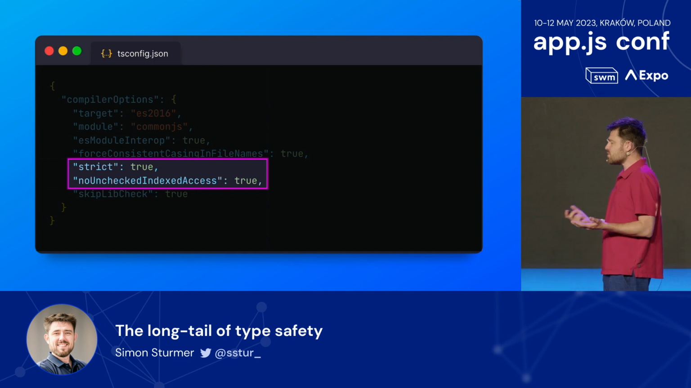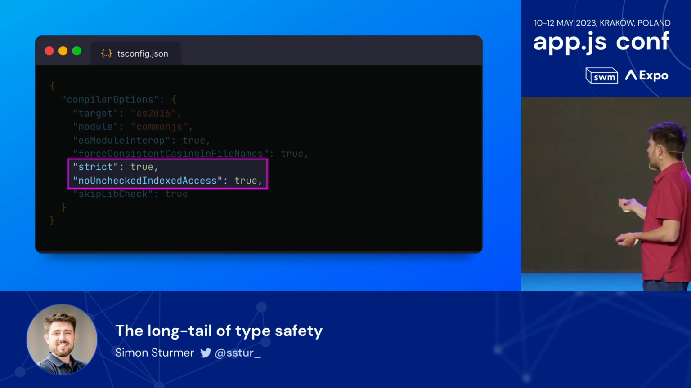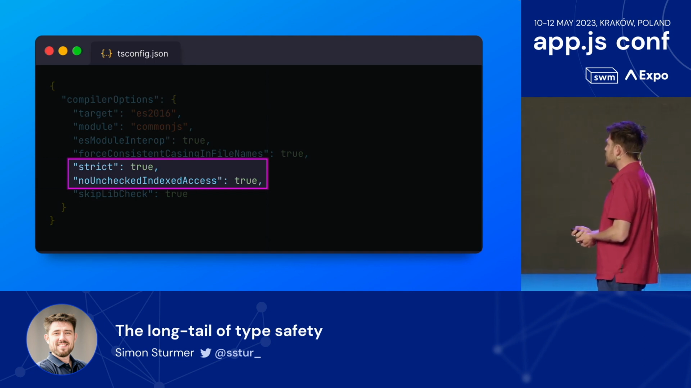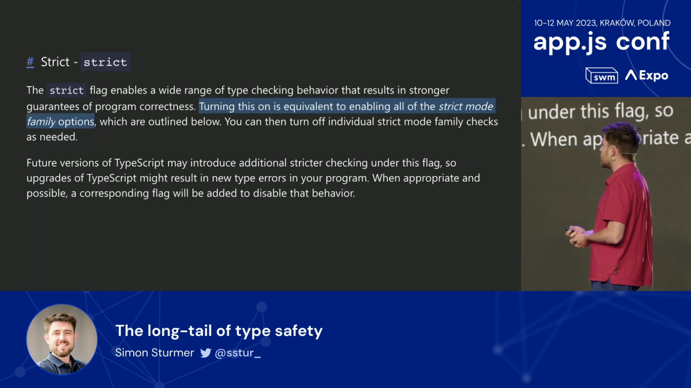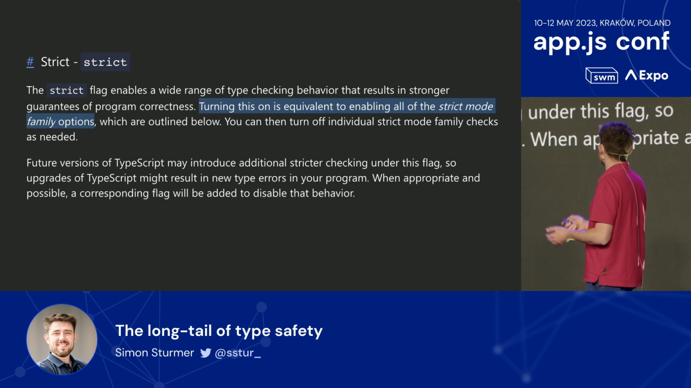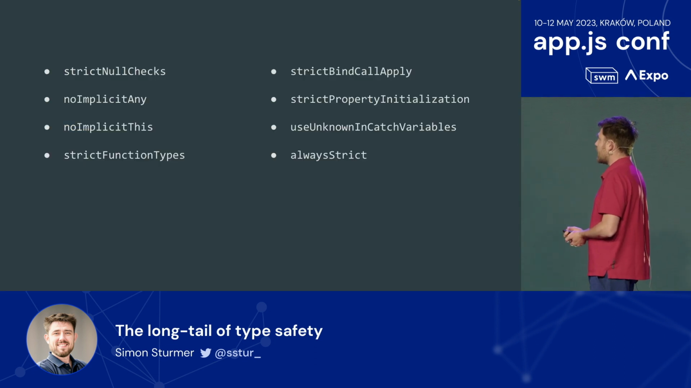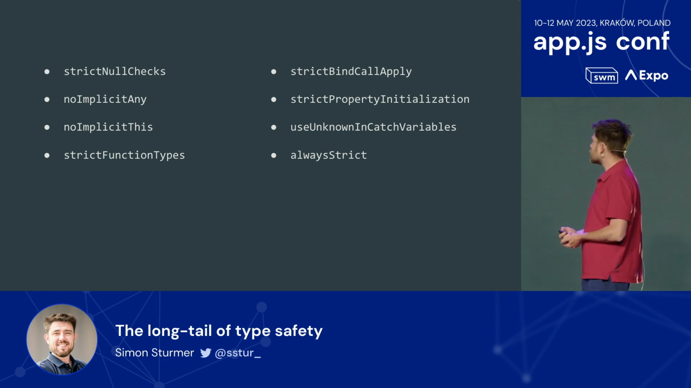So start with the easy stuff, stricter config. I think the first one here is a no-brainer. Strict is true, and what does that mean? That's a flag that will turn on a whole family of strict mode options. I don't think you need to care about these individually, right? You just turn on strict mode, and you get all of these strictness rules, which is great.